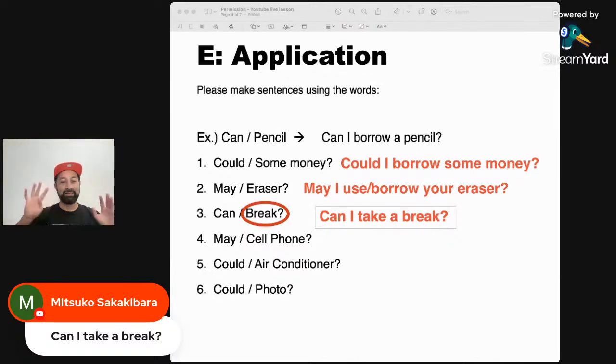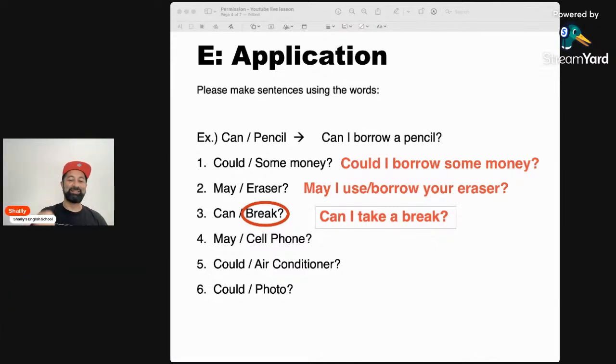Number 4, let's move on to may and cell phone. May and cell phone. What is your answer for this? Maybe your cell phone is dead. You need a cell phone. What will you ask for this? May and cell phone. Again, remember, our subject will be I, may I. It's something you want to do.